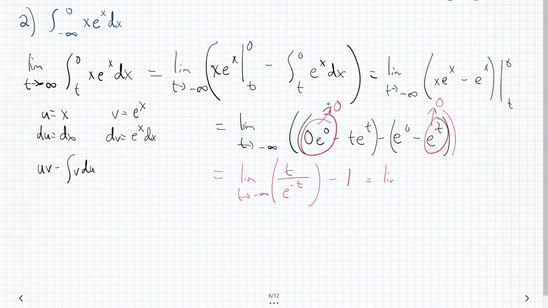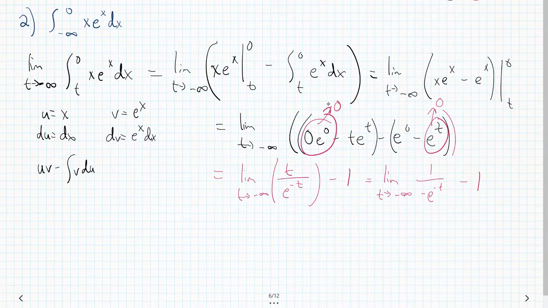So that becomes the limit as t approaches negative infinity. The derivative of the numerator is just 1. The derivative of the denominator is negative e to the negative t. Right? So if you move that back up top to where it belongs, well, actually that's not even necessary. You can plug in a negative infinity, that becomes e to the positive infinity, which gives infinity down below, negative infinity down below.